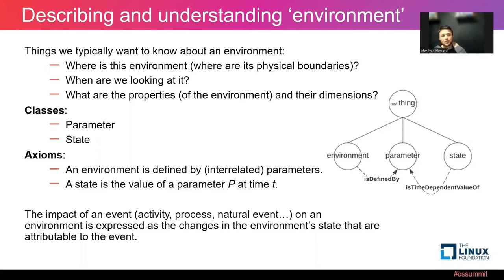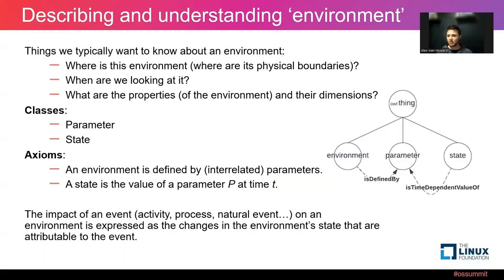But there's an important distinction between parameters and their values. While parameters remain fixed in terms of their definition, the values that they can take on change almost instantly from time to time, continuously, I mean. And these values that a parameter can take on is what we can call the state of the parameter or the state of the environment. So we need to also add the state class to our ontology and the axiom that a state is the value of a parameter p at time t.